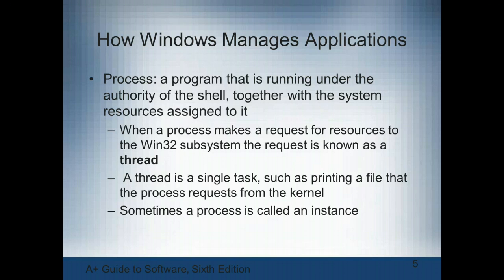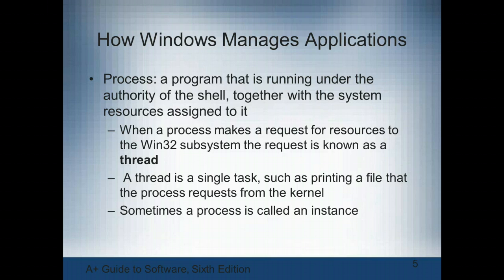A process is a program that manages applications. We have processes. A program is running under the authority of the shell. Programs in Windows run with whatever permissions the user that's logged on has. Does that make any sense? If you're logged on as an administrator, the program has administrative authority. If you're logged on as a minion user, it has minion user authority. Minion user is good because minion users can't install software, which means that minion users can't install viruses. That is an advantage to that.